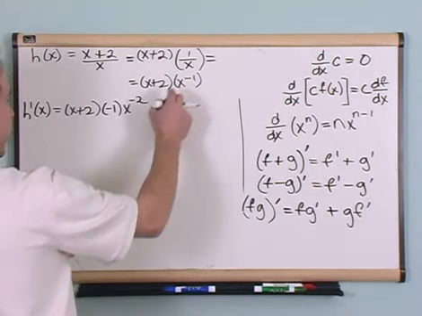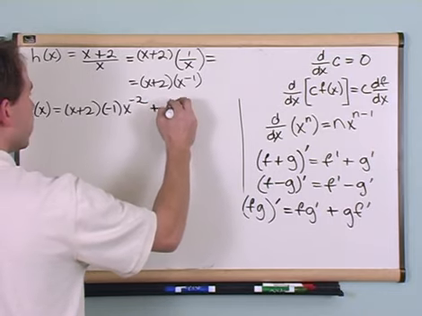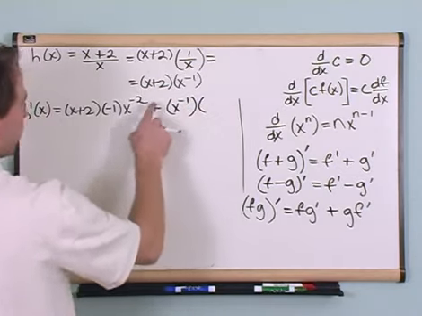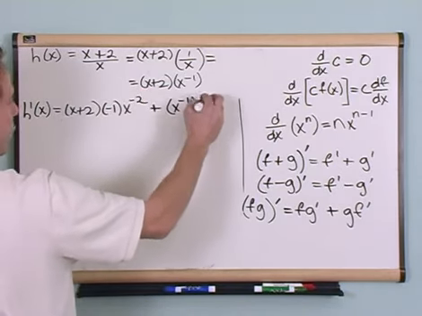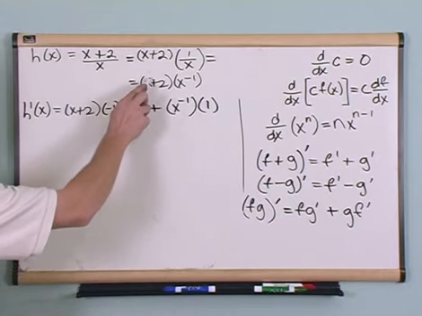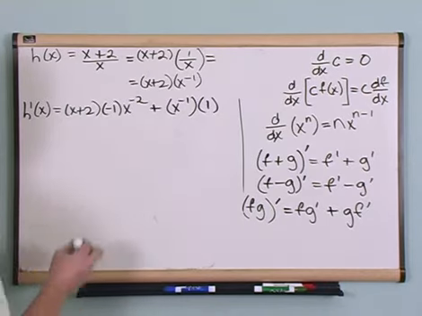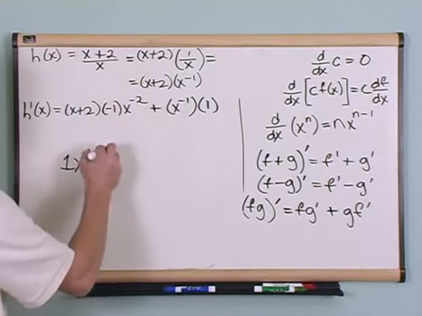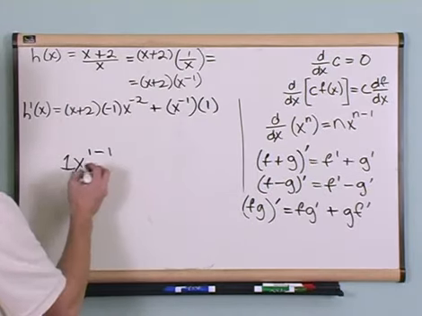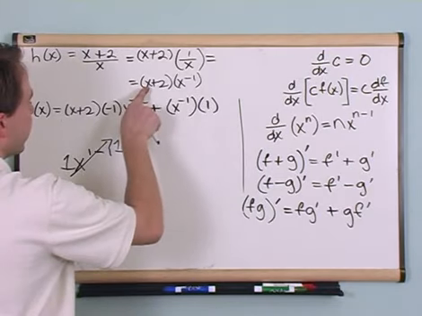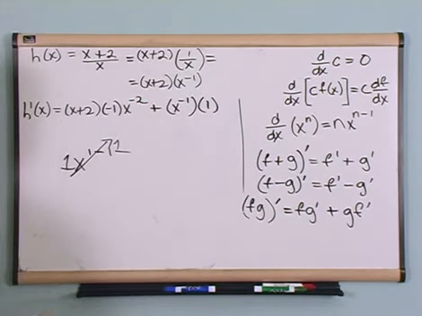First times the derivative of the second plus the second, x to the minus 1, times the derivative of the first. Now the derivative of the first here is just going to be 1, because the derivative of this is x to the first power. The 1 comes out, and that's what I have here, but then I'll have x raised to the 1 minus 1 power, which is x to the 0, which again goes to 1. So the derivative of x is just 1.